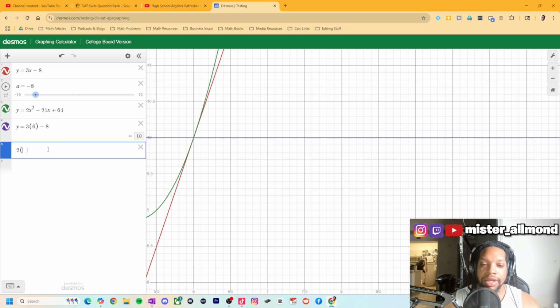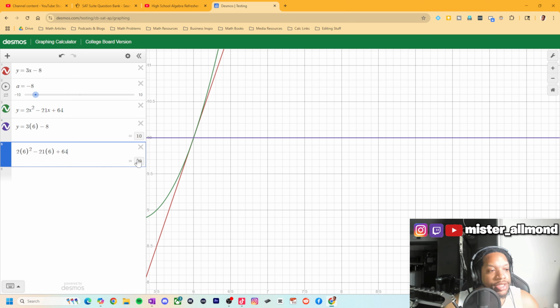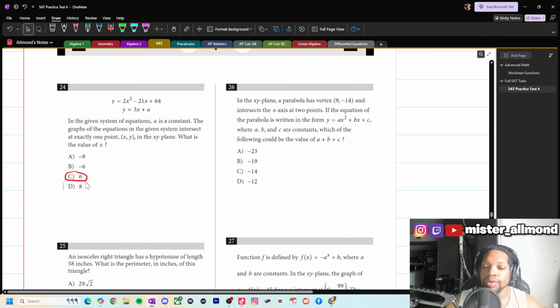If I get that, then that kind of lets me know I'm correct. So 2x squared minus 21, and then instead of X, I'm putting 6 and then a plus 64. All right, so you see I got 10 and 10. That means they intersect. So X is 6.